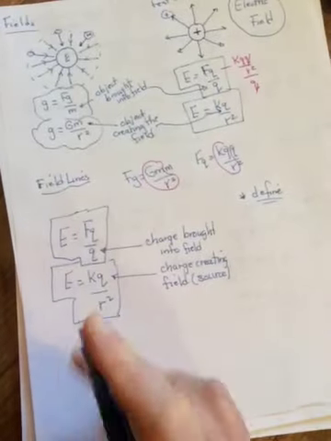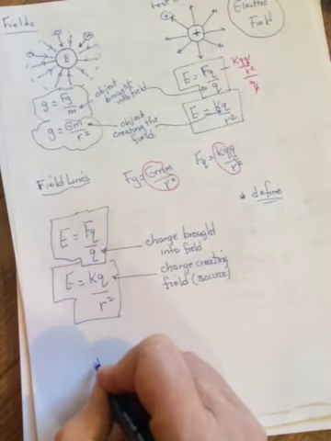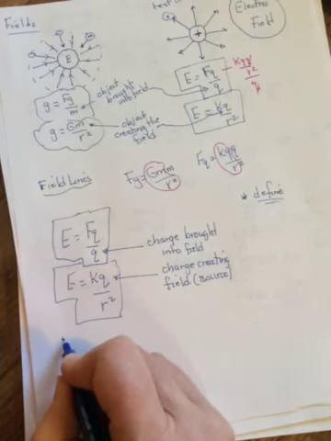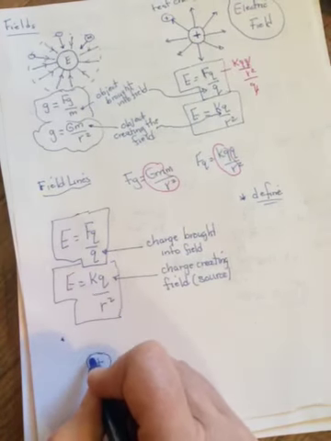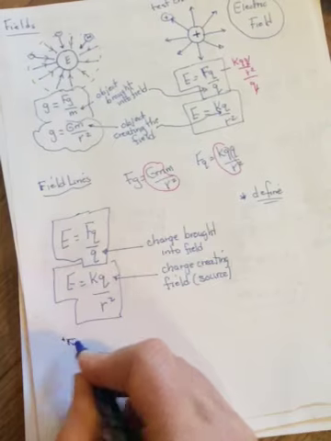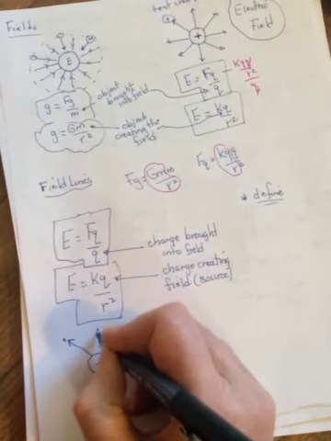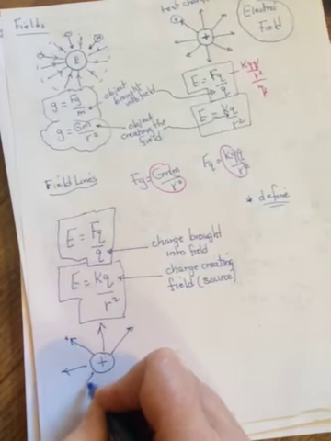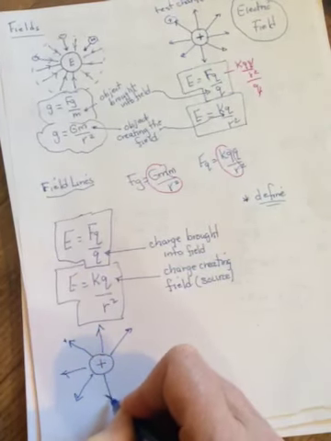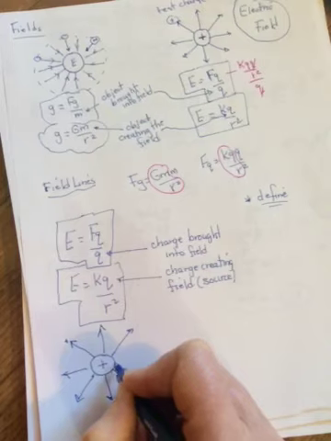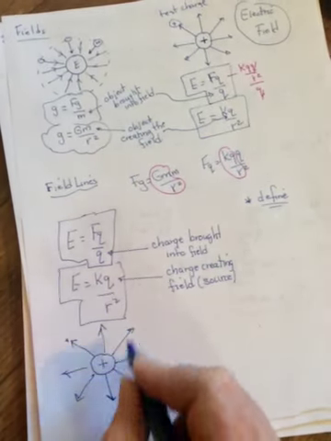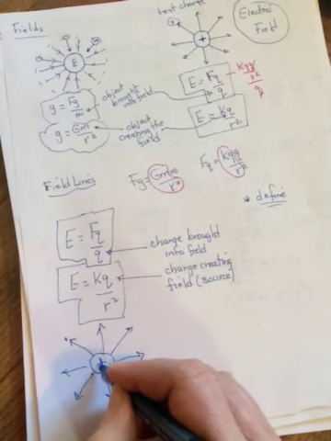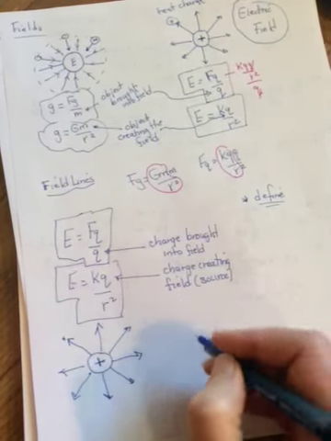So we can draw the field around a positive charge, because if there's a little positive test charge out here, the positive charge will push it away. And no matter where I put that positive charge around this central positive source, the source will still exert a force outward. And so my field lines around a positive charge are always outward.